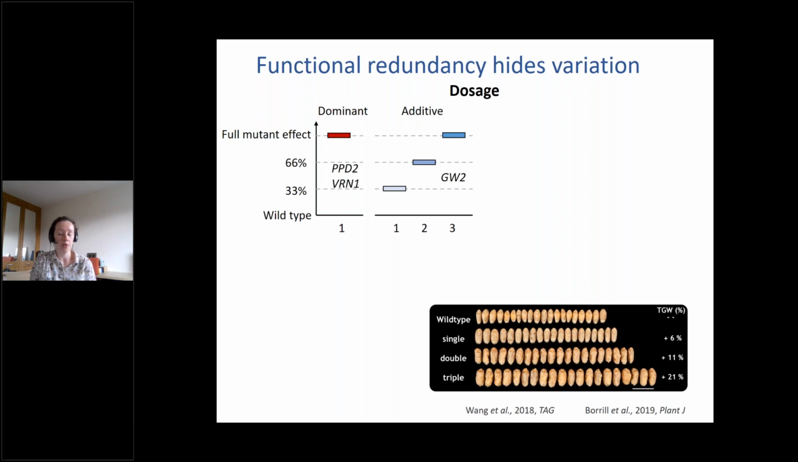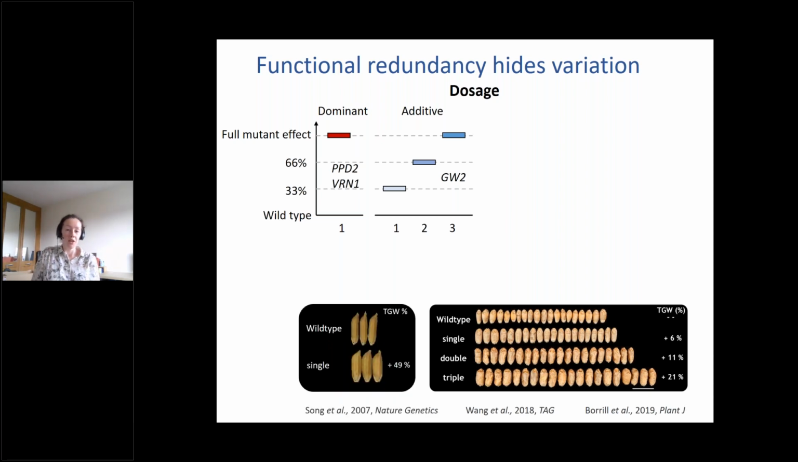When you knock out 2 copies, you increase 1,000 grain weight by 11%. And when you knock out 3 copies, you get an increase of 21%. So this is really a gradual increase in 1,000 grain weight caused by knocking out increasing numbers of copies of the GW2 gene. But just for contrast, if you knock out the single copy in rice, you get an immediate large increase in 1,000 grain weight.